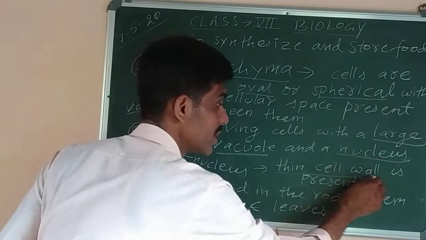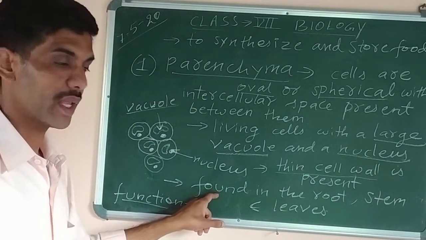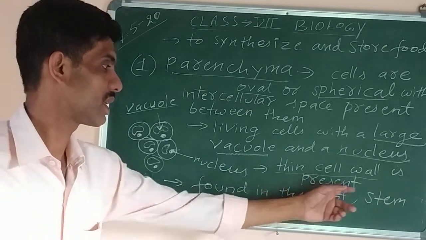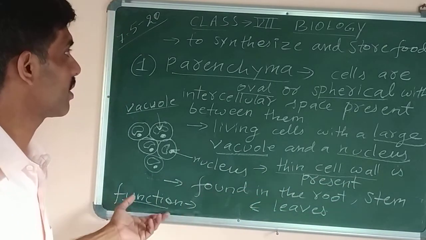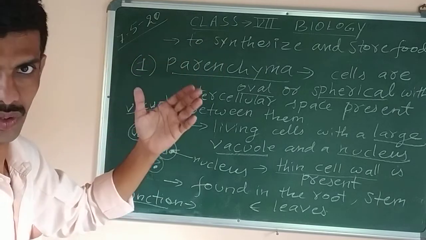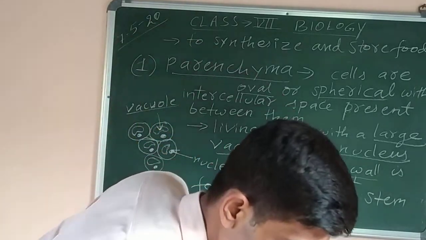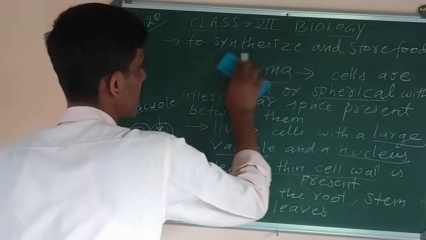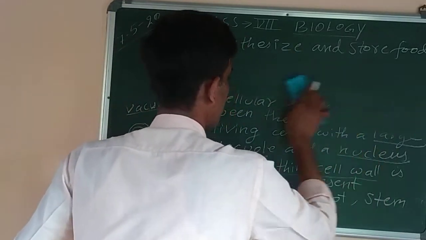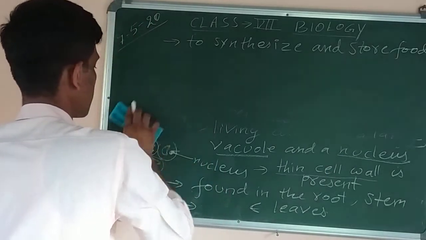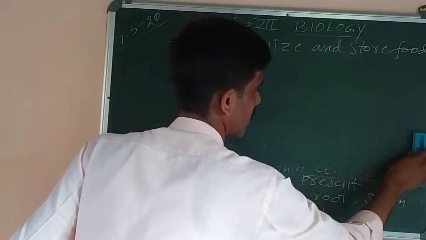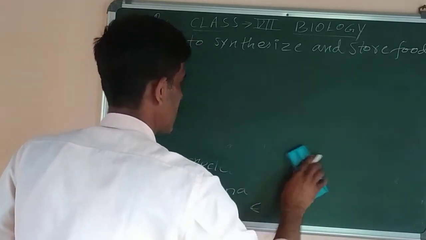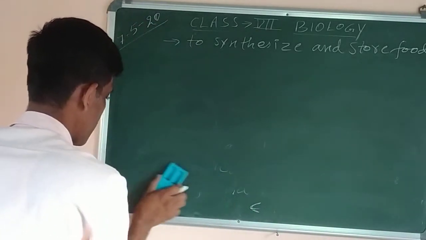They are the highlighted words. Where are they found? They are found in all parts of the plant, in all the organs, like the roots, stems, leaves, everywhere. And what is the function? The function is to synthesize and store food. So hope you have understood this one. Now we move on to the next, the second ground tissue.